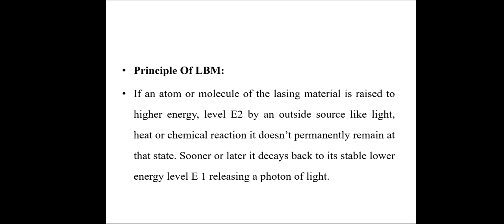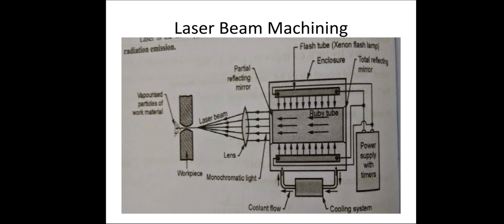If the photon of light so released comes into contact with another atom that has been similarly raised to a higher energy level, the second atom is triggered to return to its stable energy level E1, releasing another photon of light. The two photons so generated are identical in wavelength, phase, direction and energy. This sequence of triggering is multiplied manifold to produce the laser beam. Next, we will discuss the construction details of laser beam machining.